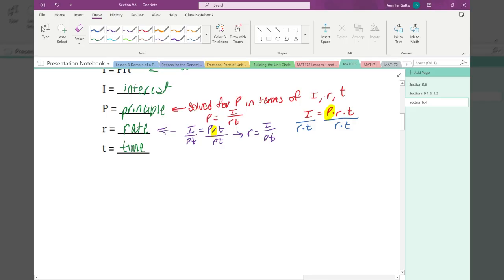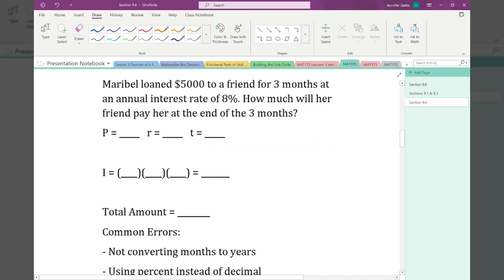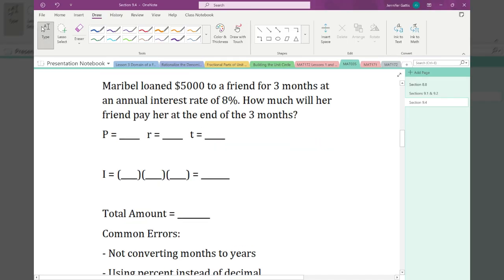So let's move on to an example here. Maribel loaned $5,000 to a friend for 3 months at an annual interest rate of 8%. How much will her friend pay her at the end of the 3 months? Now, something very significant is that this is an annual interest rate, and this is 3 months.